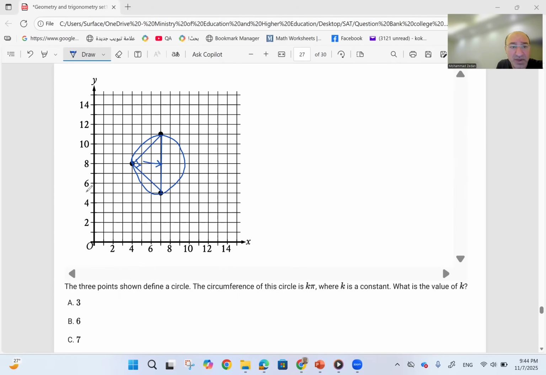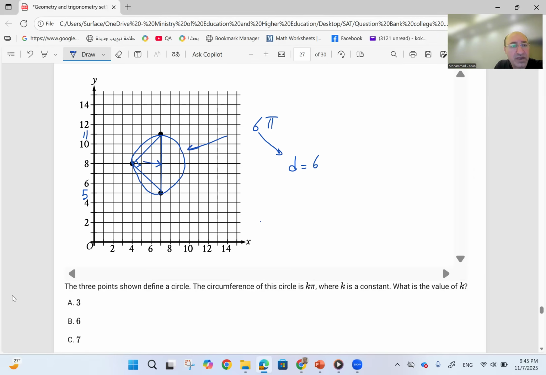So this point is 5 and this point is 11. The distance between 5 and 11 is 6, or you can count the units: 1, 2, 3, 4, 5, 6. So the diameter of this circle is 6 units. The circumference is the diameter times pi, so the circumference of this circle is 6 pi. So the diameter equals 6. So that's the answer.